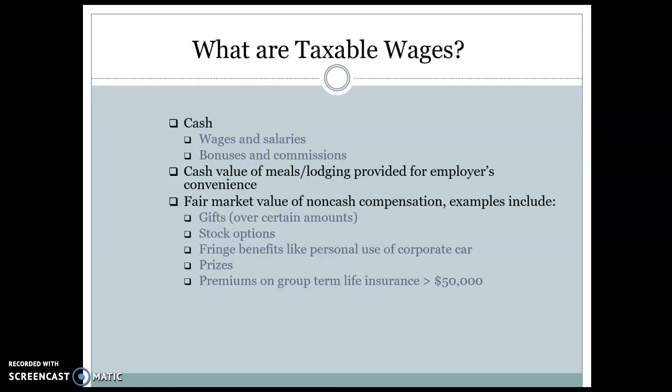The cash value of meals and lodging provided for the employer's convenience, fair market value of non-cash compensation. Examples include gifts, stock options, fringe benefits like personal use of corporate car, prizes, premiums on group term life insurance that's over a $50,000 policy. And we'll go, chapter 2 goes through a number of those things. So we've already discussed them.